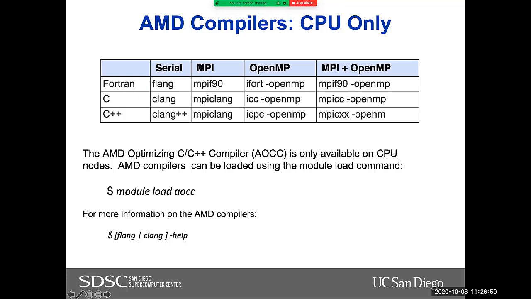But we have the serial, the MPI, the OpenMP, and then the hybrid. There, I don't think that there's one. You'll find a similar table for GPUs. Sorry, I will be getting to that in a moment.